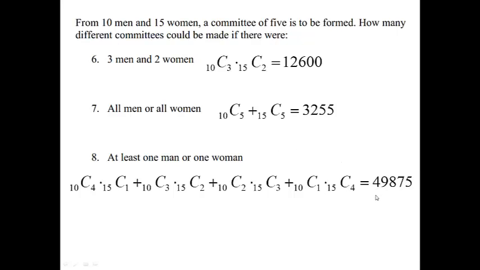You can do it this way. Or you can say, well, if it's at least 1 man or 1 woman, it can't be all men or all women. So you just take the total, which is 25C5 minus what you got up here, which would also give you the same answer.